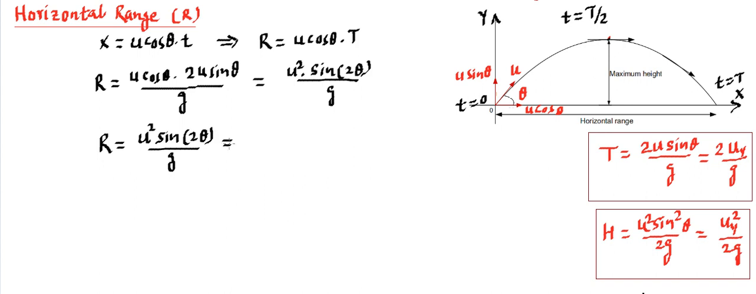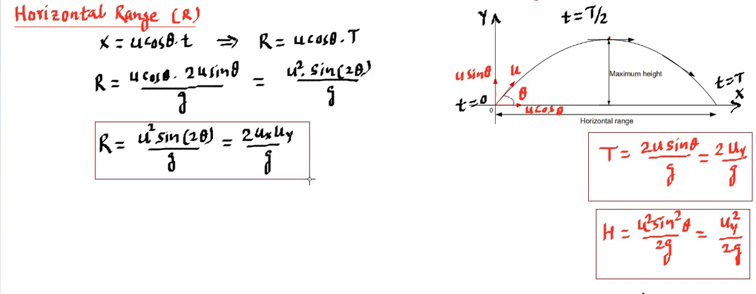If you want to write it in terms of components, then you can say this is the x component and this is the y component. So it can also be written as twice the horizontal component of velocity times the vertical component of velocity divided by g. So this indicates that horizontal range depends on both the components, horizontal as well as vertical. So range is dependent on both the components, whereas time of flight and maximum height are dependent only on the vertical direction motion, right? So these are some obvious quantities.